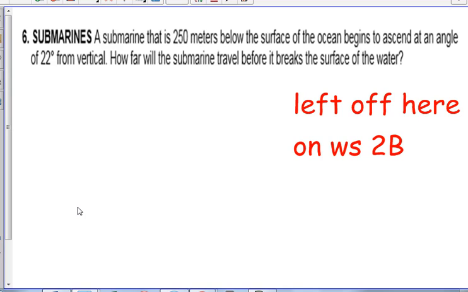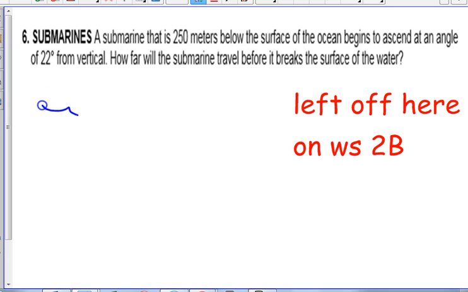This is on side 2B where we left off. This is just some right triangle trig. A lot of these problems on the quiz are application problems, okay? So we have a submarine that's 250 meters below the surface of an ocean, begins to ascend at an angle of 22 degrees from vertical. How far will the submarine travel before it breaks the surface of the water?